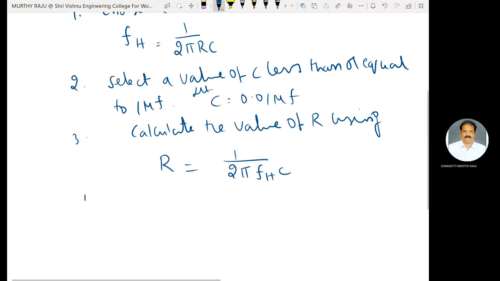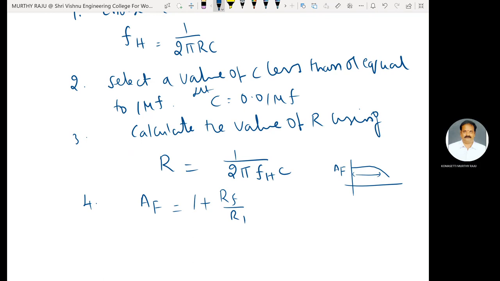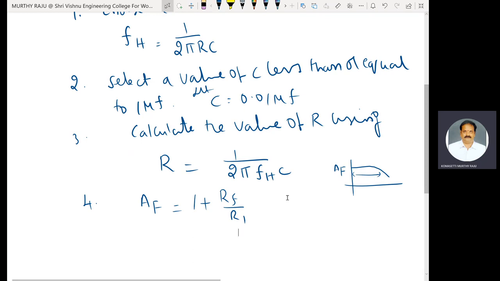Fourth one is, finally select the value of R1 and RF depending on the desired passband gain AF. We know that in the low pass filter, the passband gain is constant, that is AF. AF is equal to 1 plus RF by R1. Select values of R1 and RF depending on the desired passband gain using this relation. These are the design steps.